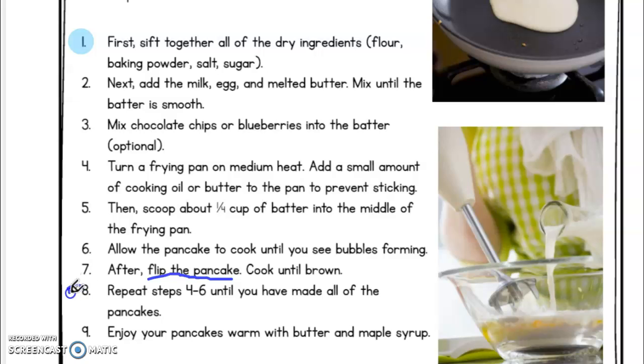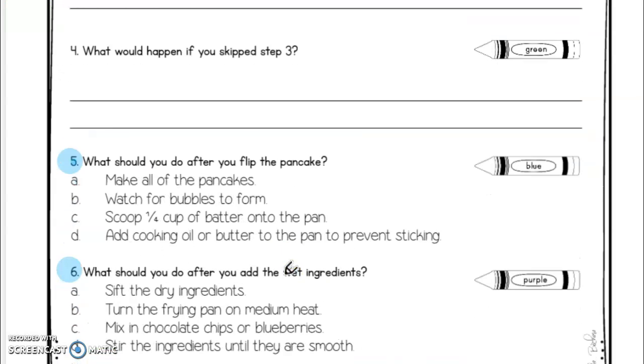What happens after you flip the pancake? Look at the next step. You repeat. So after you flip the pancake, you make all the pancakes, you watch for bubbles to form, you scoop a fourth cup of batter onto the pan, you add cooking oil or butter to the pan to prevent sticking. Which one do you do after? A. Make all of the pancakes. Go ahead and circle A.